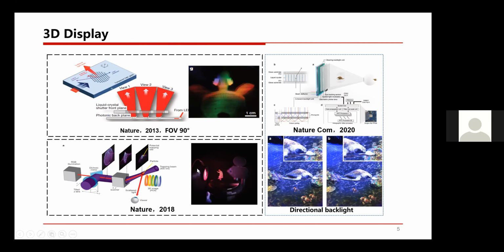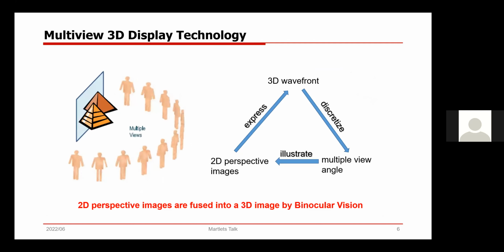And in 2020, another work published in Nature.com, they use a scanning directional backlight to enlarge the viewing angle of 3D display. There are all kinds of 3D displays, for example, holographic 3D display, volume 3D display, and multi-view 3D display. I'm particularly interested in multi-view 3D display, mainly because it is the technology that is compatible with a flat panel and is compatible with the format of our pad or our electronic devices, so that it is the format that we can use in our daily life.